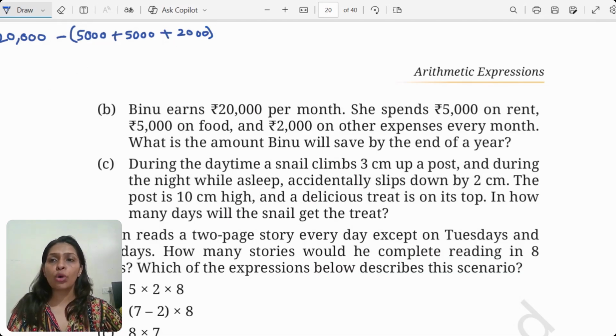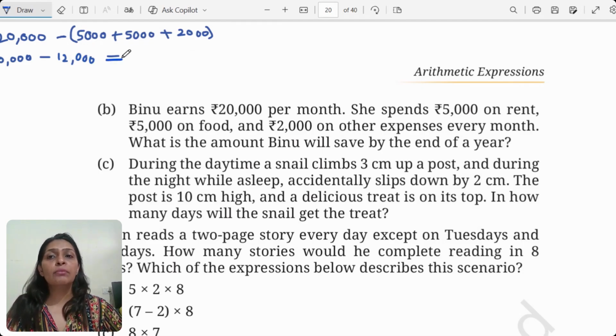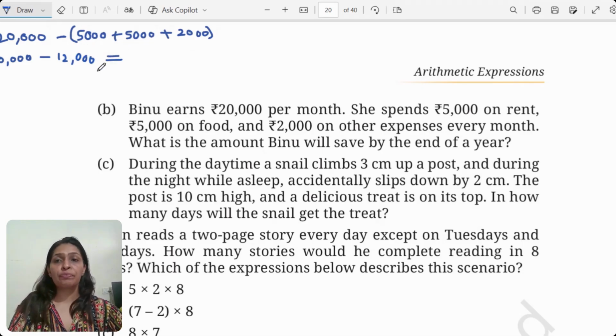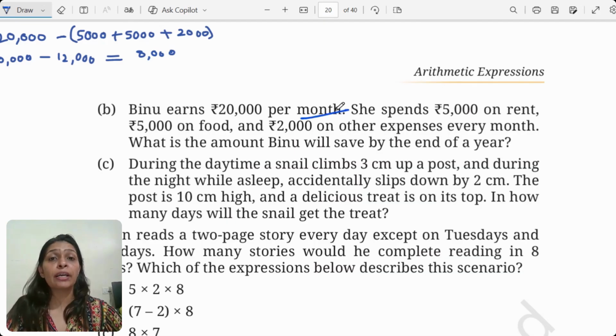If I want to solve it, we already have 20,000 and we have to solve it with the help of the BODMAS rule. So I will solve the bracket first, which is 5,000 plus 5,000 plus 2,000, that is going to be 12,000. And the final amount that she is going to save is 8,000 per month. Now, please understand that whatever charges they are giving, this is per month.